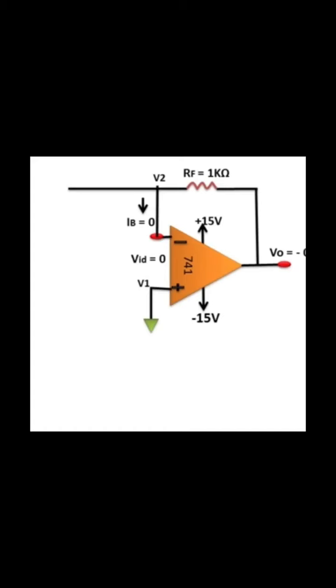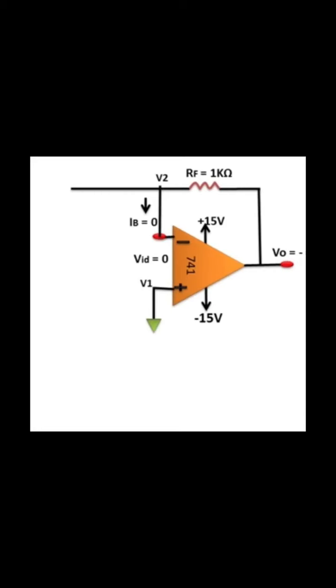Okay, and to the non-inverting terminal, V2 voltage is applied. Input bias current at V2 is equal to 0. Hence, V1 is equal to V2 is equal to 0 volt, which is nothing but VID. Here we have taken RF equal to 1 kilo ohm, and the DC supply to the op-amp is plus or minus 15 volt, that is plus VCC and minus VCC.